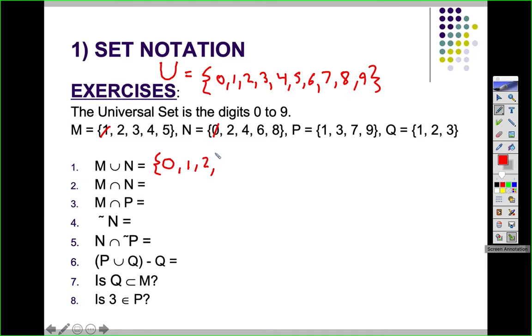Do I have a 2? Yup. And then I have a 3. Then I have a 4. Then I have a 5. I already used the 2, don't repeat it. I already used the 4, don't repeat it. This one's all done. All that's left is 6 and 8.